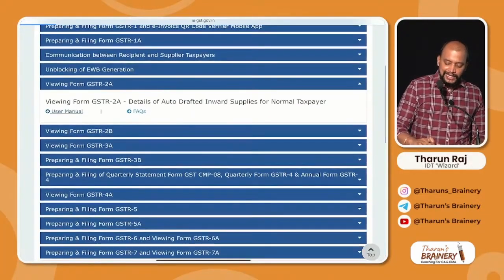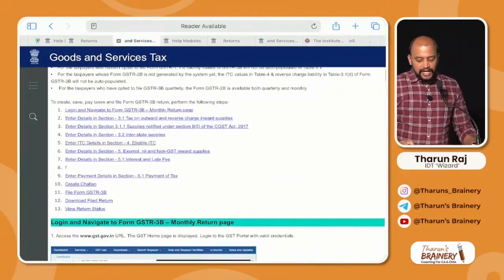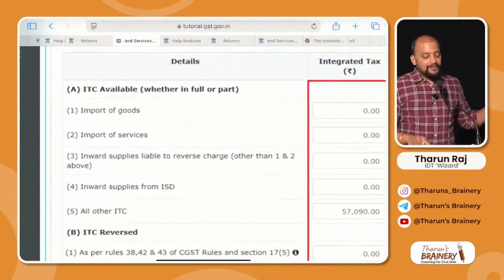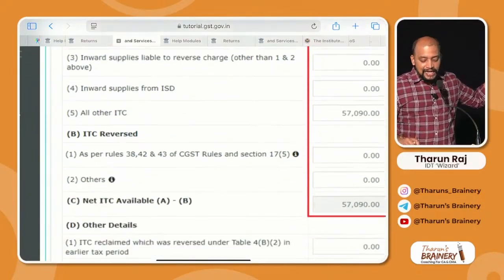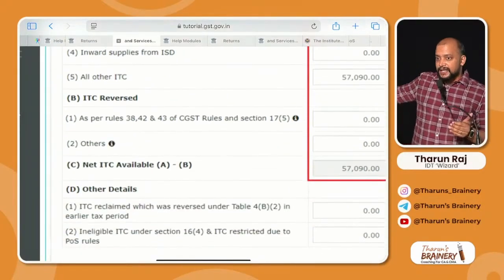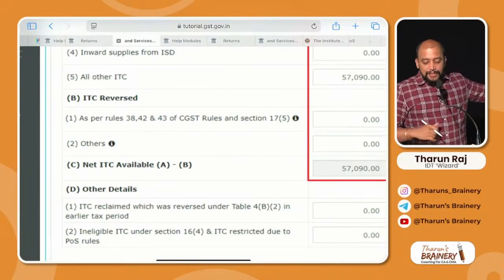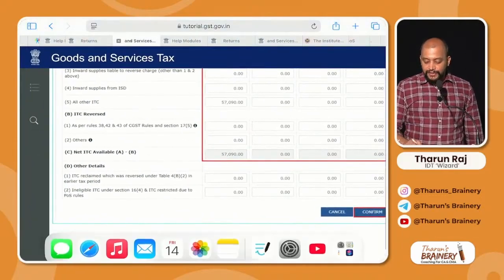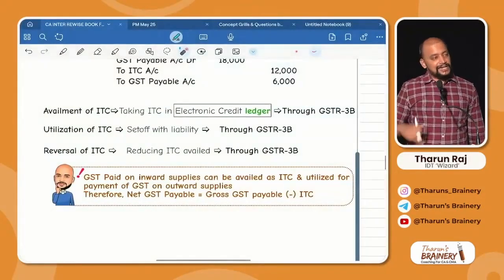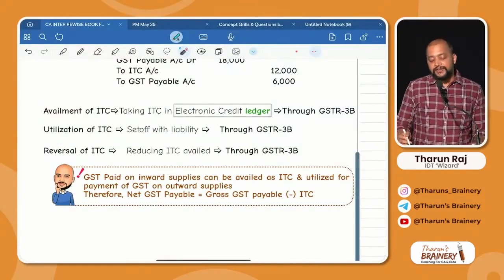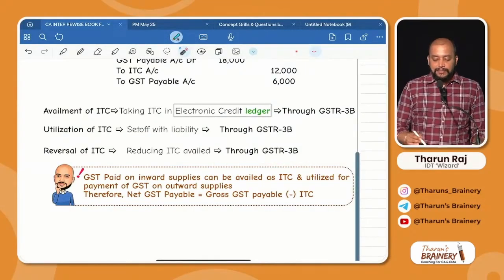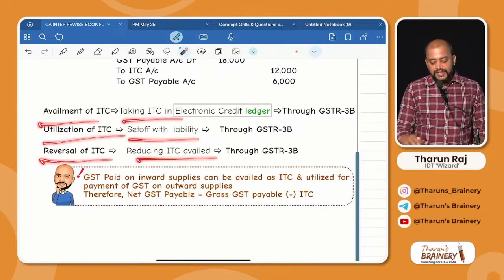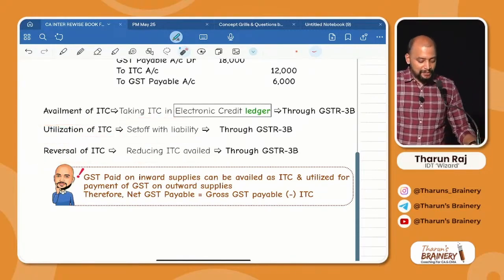You can see here in GSTR 3B, table 4, eligible ITC, you can see ITC available. First we will avail the ITC. Then ITC reversed, means reduction of ITC. The balance is known as the net eligible ITC. Okay. So this is what we will be doing in reversal of ITC. Again, where will we do reversal of ITC? Through GSTR 3B. Availment means taking credit, utilization means set off, and reversal means reducing the ITC balance.